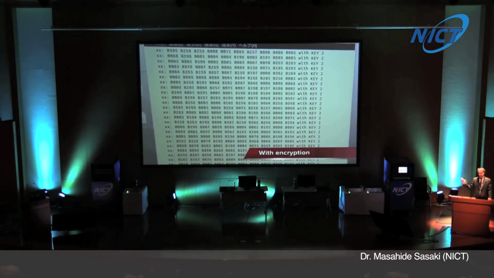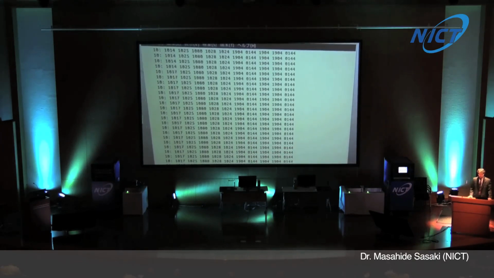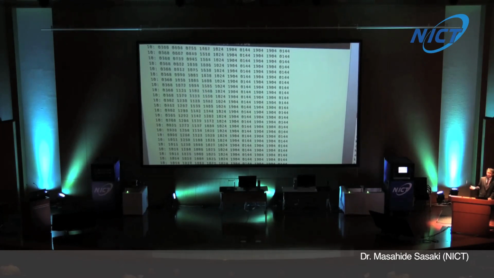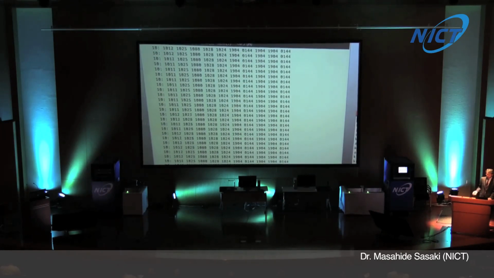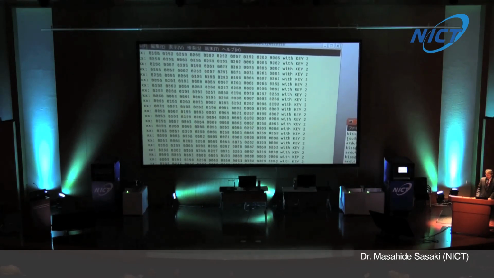So this is the encrypted signal. Now encryption is switched off. Then the command can be hacked. So the encryption is switched on again. Then this turns to a completely random stream.